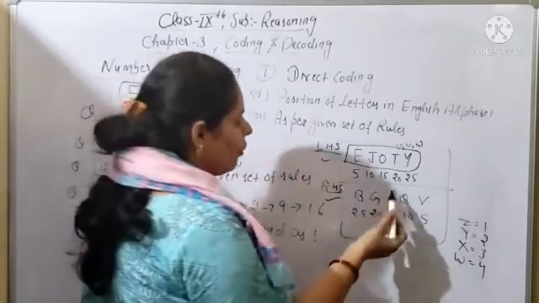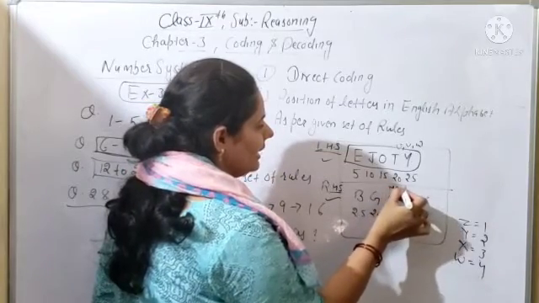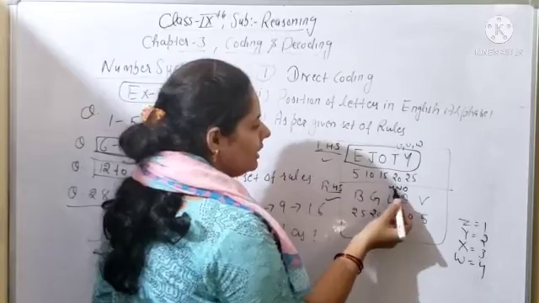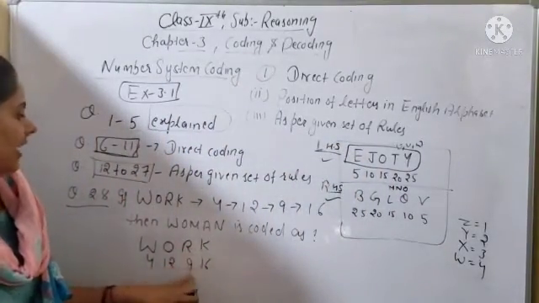So where will be O? O, P, Q. L, M, N, O. After L, M, N, O. So 15, 14, 13, 12. So O position is 12. Yes, it is correct. After that, R position you will check.